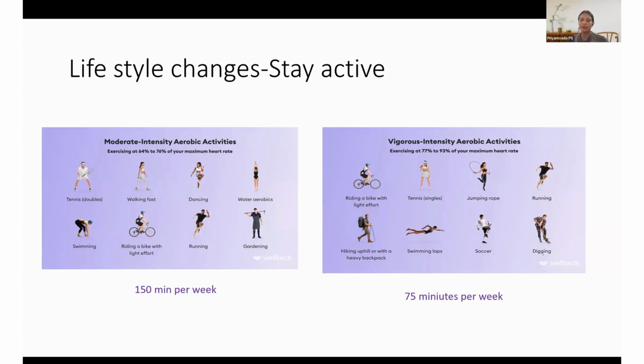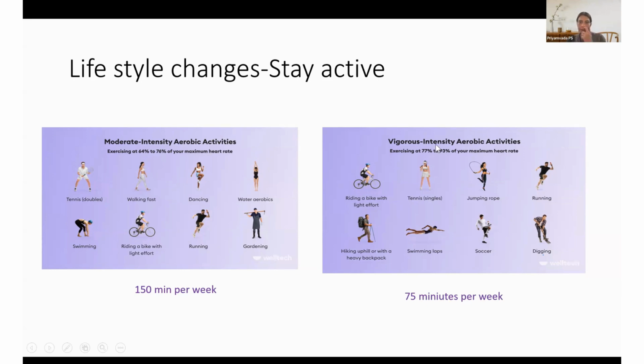So the best way to know, even if you don't have a smartwatch, is that while doing the activity, we will not be able to sing, but we'll be able to tell a small sentence. But continuous speech, like the way I'm talking, if you're doing a moderate intensity activity, you will not be able to do. You will be stopping in between one or two sentences.